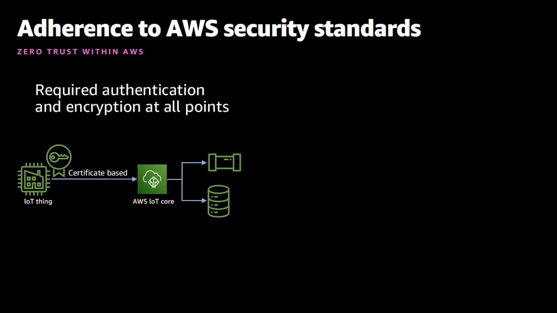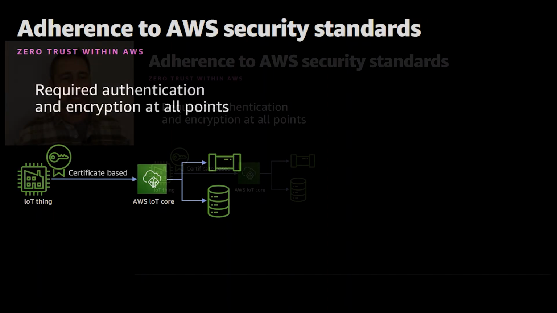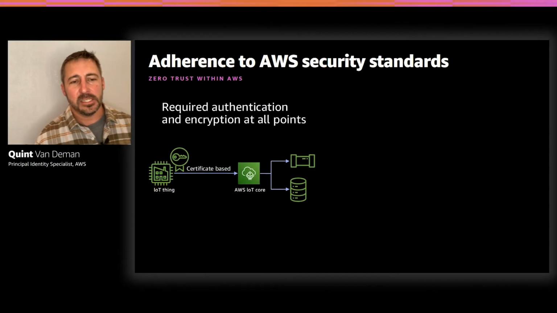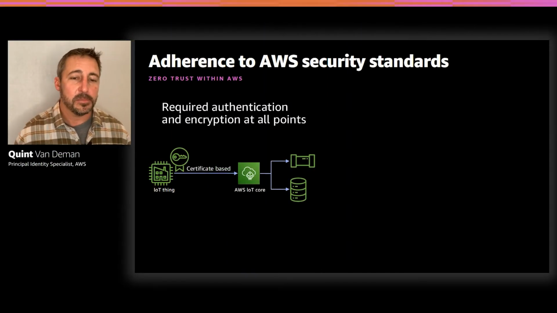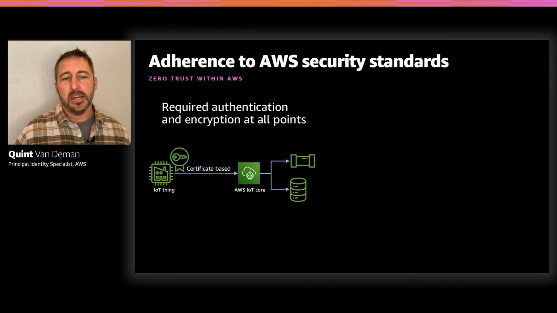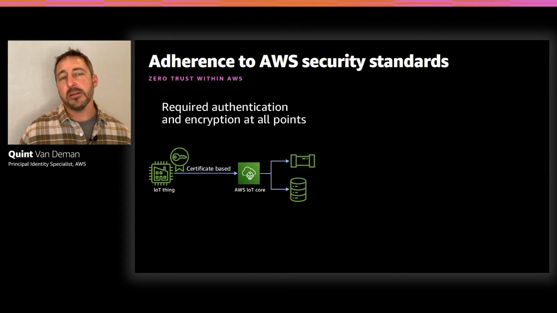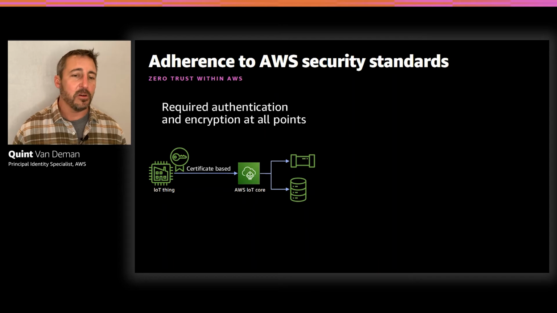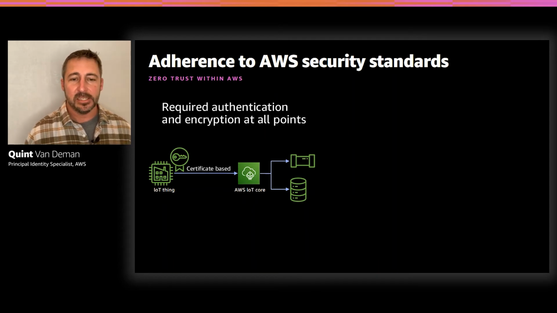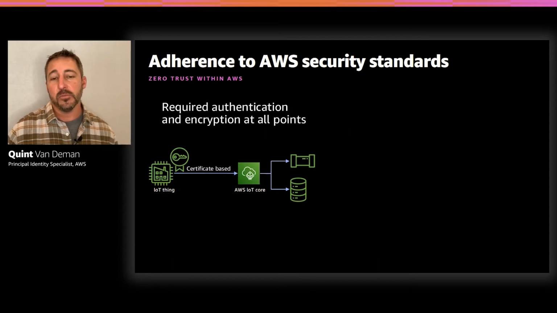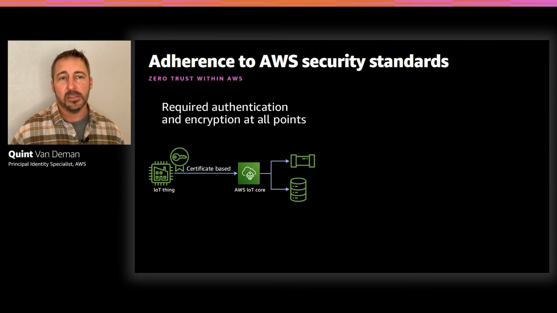So the third example that we are going to look into is about adherence to AWS's security standards, right? And a great example of this can be found in our IoT service, right? When we launched AWS IoT, our adherence to our own security standards meant that we required TLS network encryption and modern client authentication in the form of certificate-based mutual TLS when connecting IoT devices to our service endpoints, right?